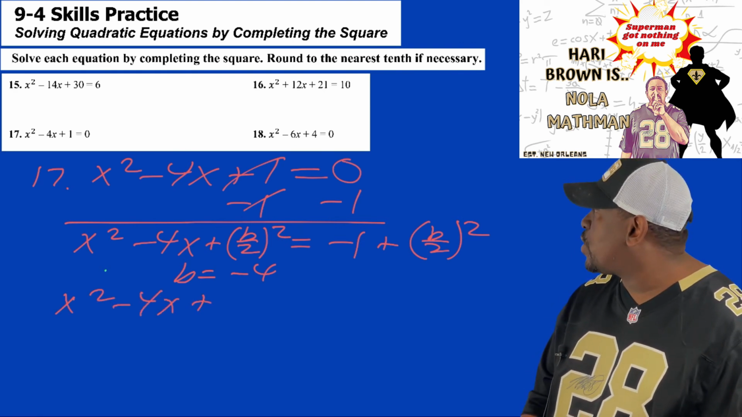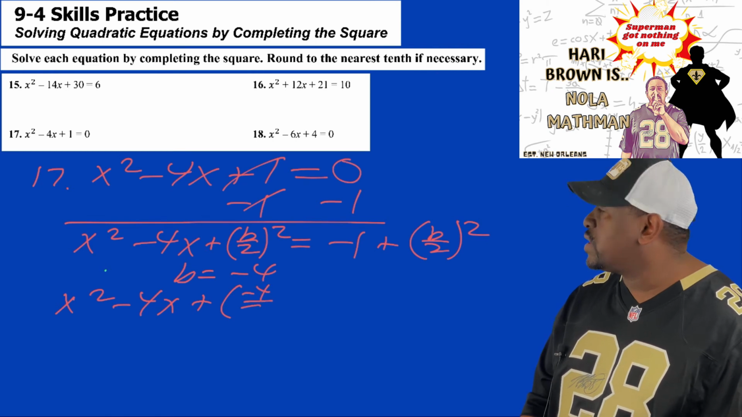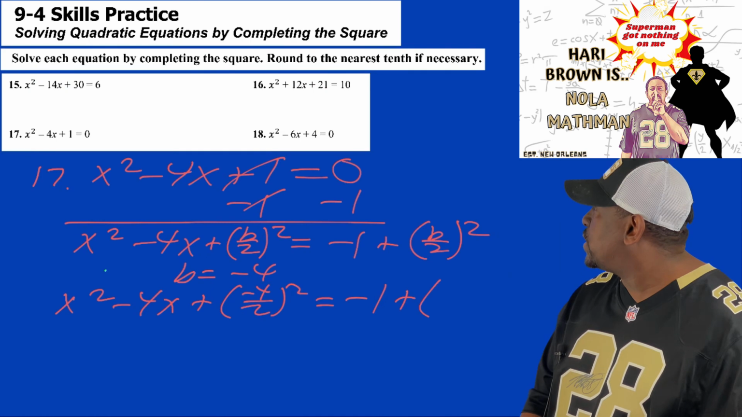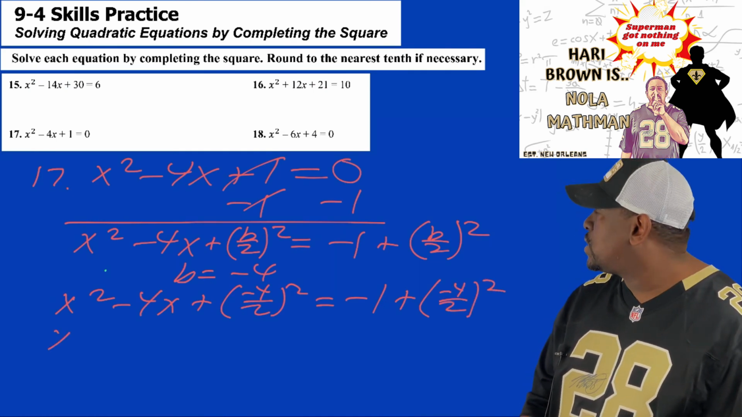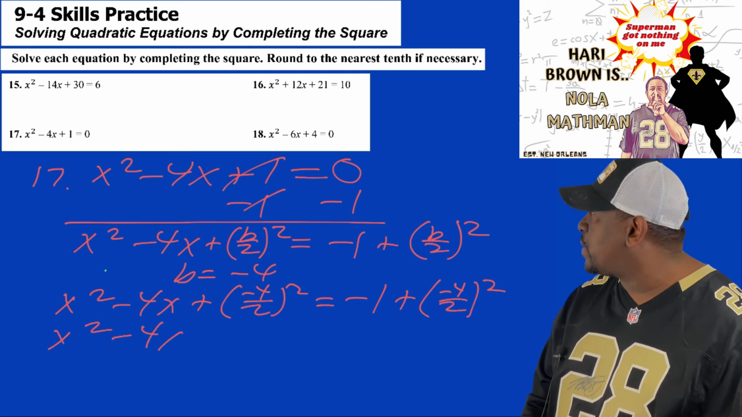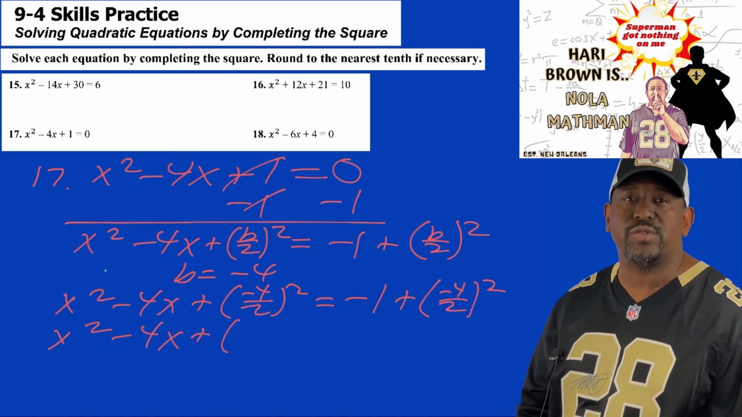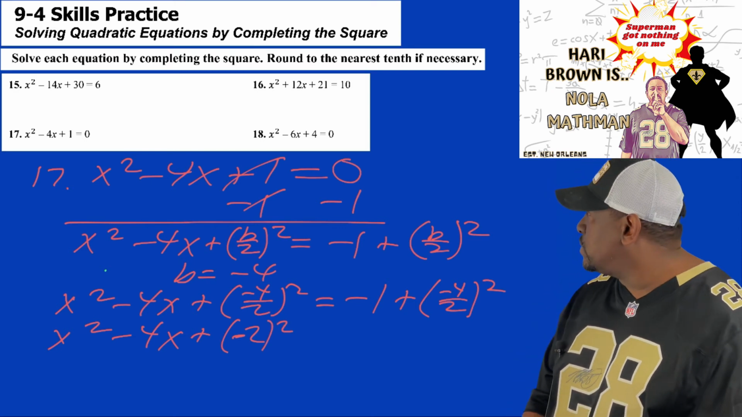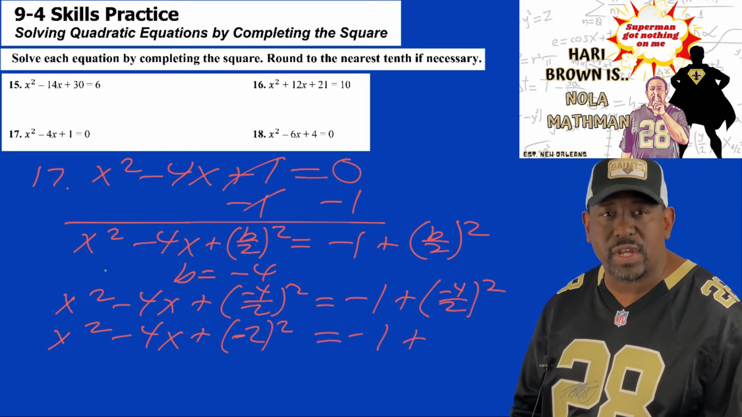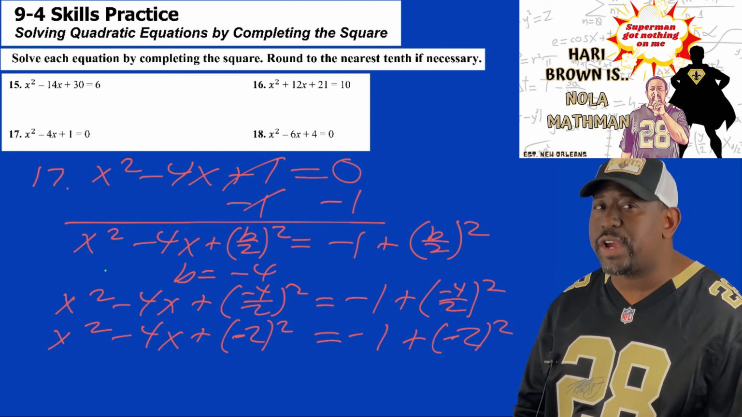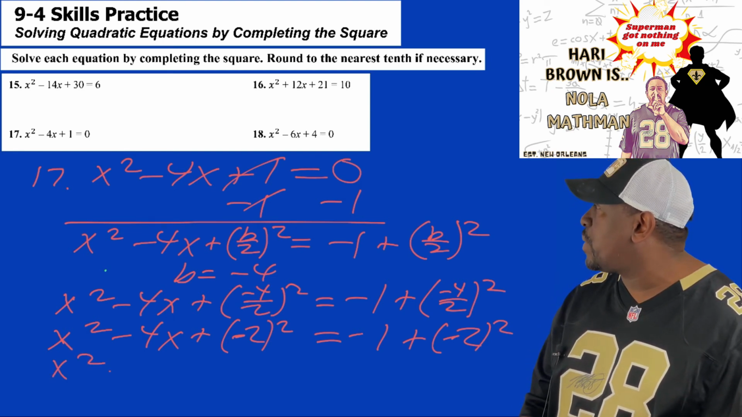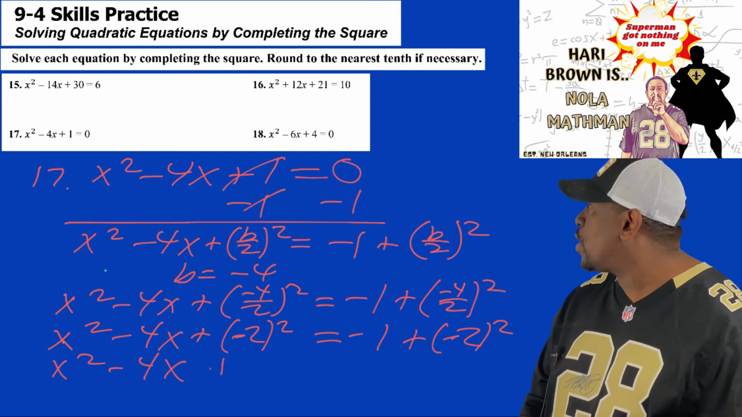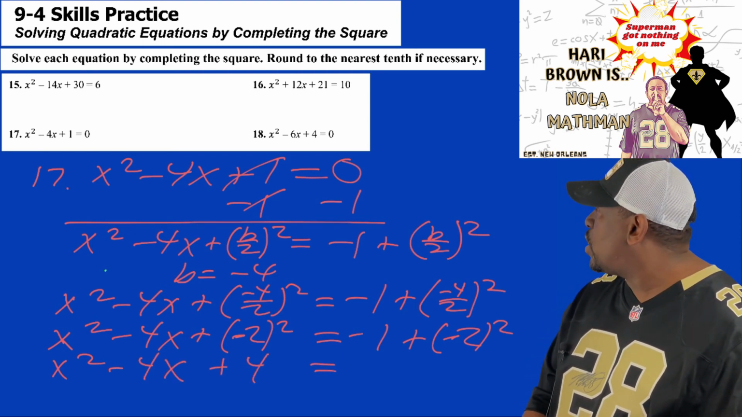So on both sides of the equal sign, we will substitute negative 4 for b. We will have x squared minus 4x plus negative 4 over 2 squared is equal to negative 1 plus negative 4 divided by 2 squared. So using order of operations, we simplify negative 4 divided by 2, which is negative 2. You'll see that on both sides of the equal sign. Then we square negative 2, and that will be equal to 4. So we'll have x squared minus 4x plus 4 equals negative 1 plus 4.